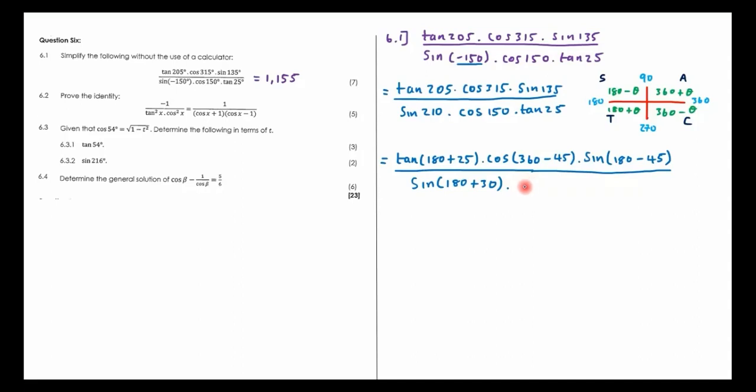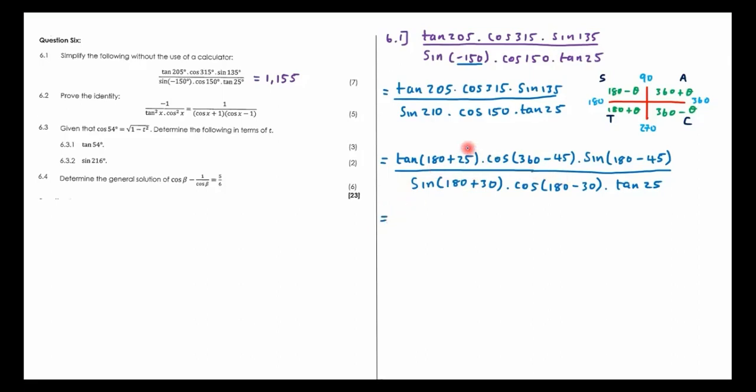And then 150 is between 90 and 180, which means I'm going to be using 180 minus. What number do I subtract 180 with? It is 30, which will give me 150. But what about 1025? 1025 is already below 90, so I'm going to keep it as that. Now, everything is written as what?